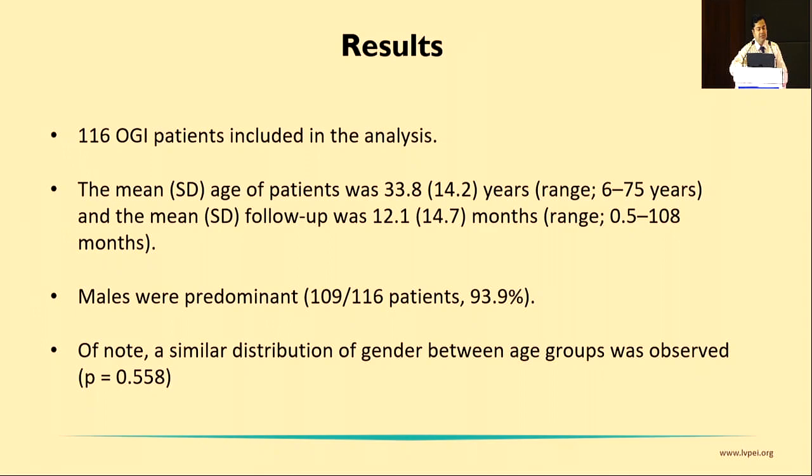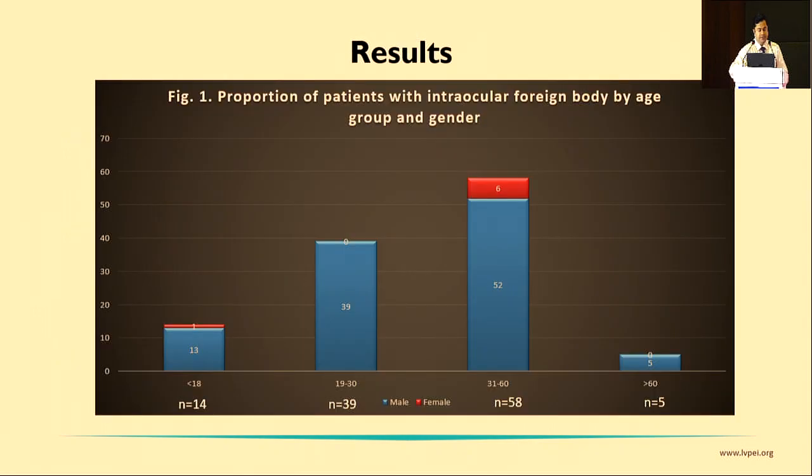The mean age of these patients was 33.8, with a range from 6 to 75 years. The mean follow-up was 12.1 months, so we had an average of 1 year follow-up for these patients. Males were predominant: as much as 94% of the population was male, and a similar distribution between the age groups was noted.